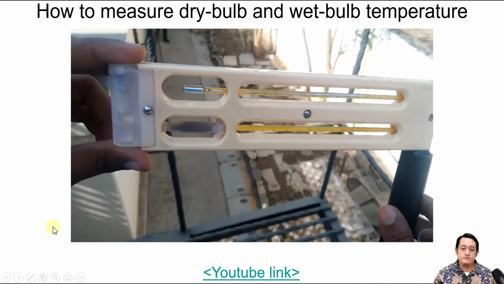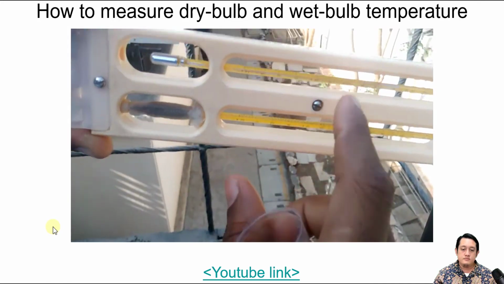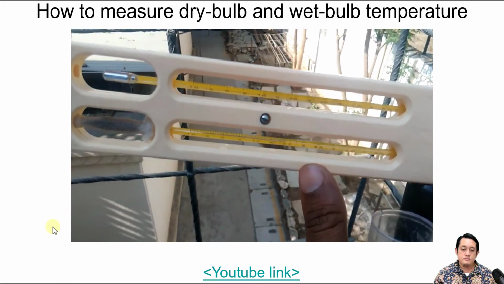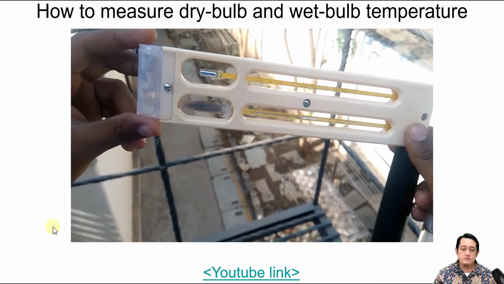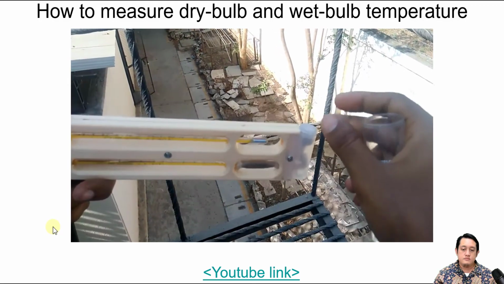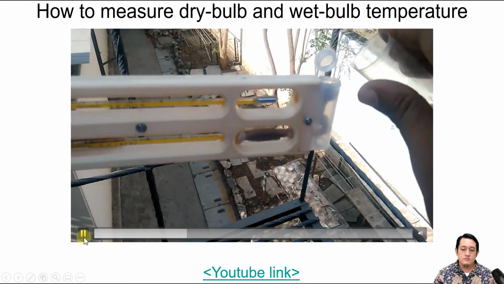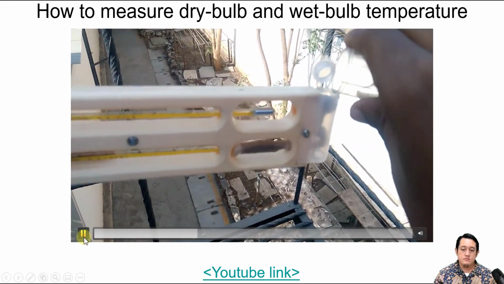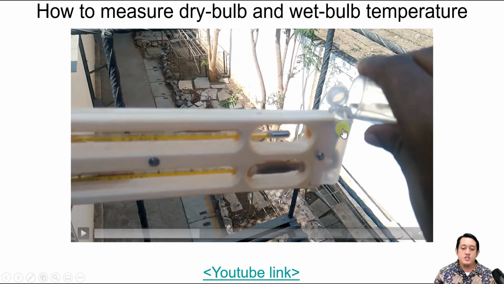This is called a psychrometer, which is used for measuring the wet bulb and dry bulb temperature. The dry bulb temperature is indicated here and the wet bulb temperature is indicated here. First of all, for taking both of these temperatures, we need to add some water in this small jug. As you can see, this person is pouring the water inside this area. This is actually the cloth that is connected up to this thermometer.